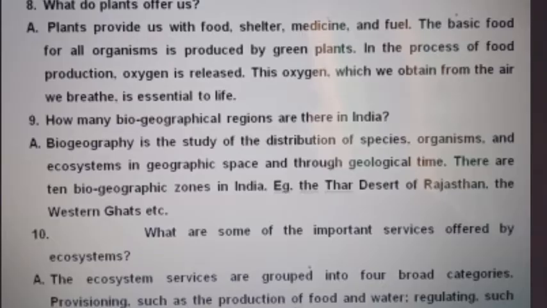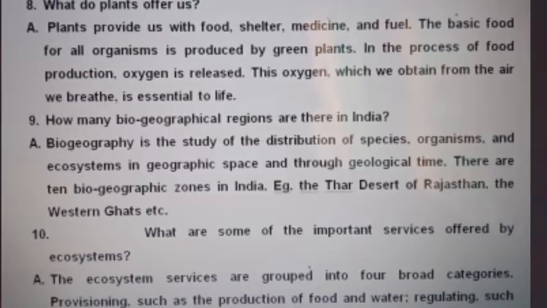Now moving on to the ninth question, that is, how many biogeographical regions are there in India? Answer. Biogeography is the study of the distribution of species, organisms and ecosystems in a geographic space and through geological time. There are 10 biogeographic zones in India. Example, the Thar Desert of Rajasthan, the Western Ghats, etc.